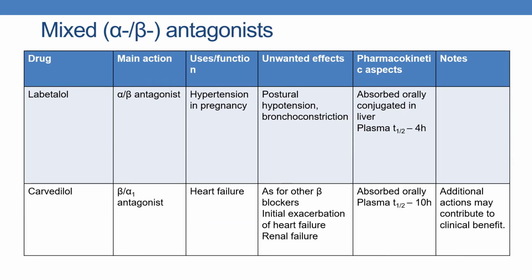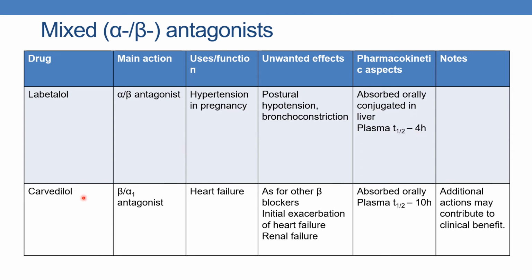Now coming to mixed alpha-beta antagonists. Labetalol is an antagonist of both alpha and beta. It is used to treat hypertension in pregnancy. Labetalol is the antihypertensive drug that is used in pregnancy. Unwanted effects are postural hypotension and bronchoconstriction. Pharmacokinetic aspects: it is absorbed orally and conjugated in liver. Plasma T-half is 4 hours.